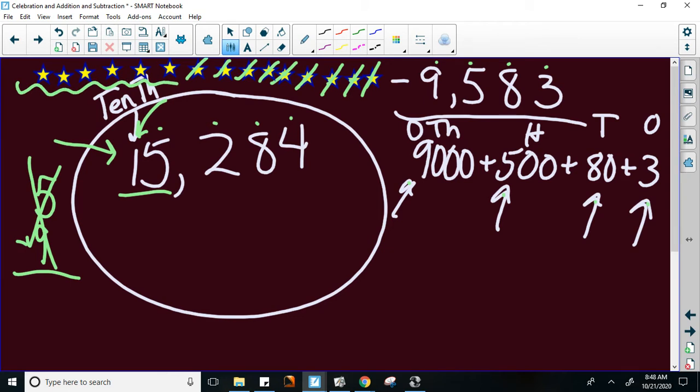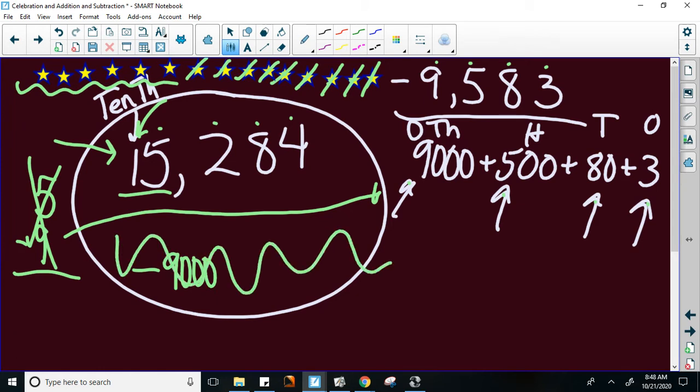So if I'm going to take a chunk out of this big giant circle, let's see, 9,000 looks like about this much. If I take the 9,000 away and I cut that out of the circle, I'm going to have 1, 2, 3, 4, 5, 6. I will have 6,000 left. So my new number in the large number is 6,284. So I took away the 9,000.